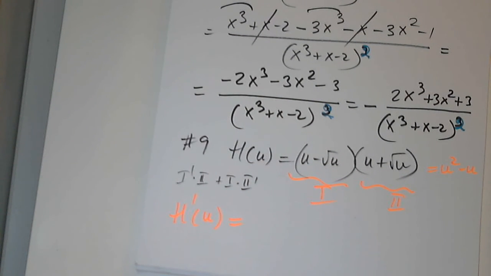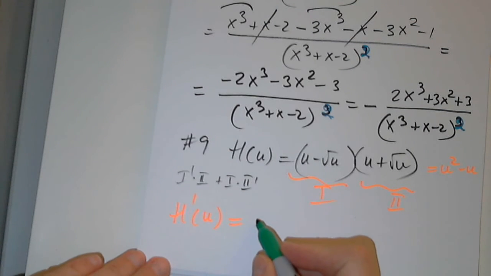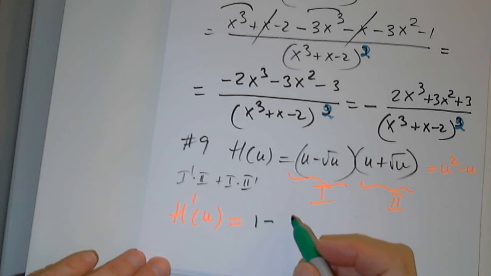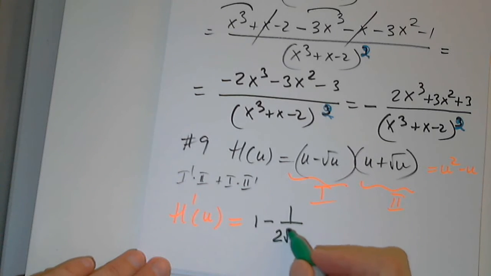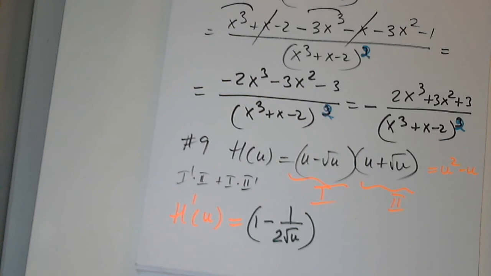So let's differentiate the first function. What do we get? 1 minus 1 half u to the negative 1 half. Yes, because that's the reason why we determined the derivative of that function from the very beginning with the definition. So we never forget that the derivative of the square root of u is 1 over 2 the square root of u. Is that okay?